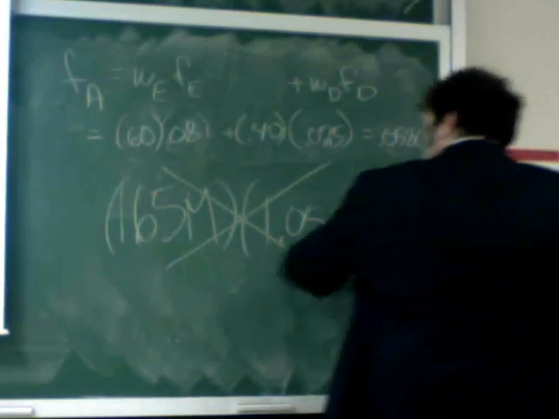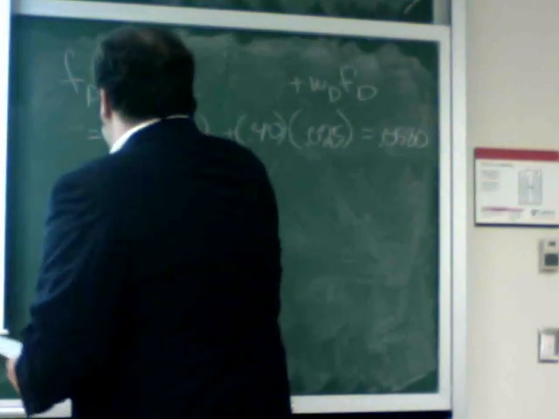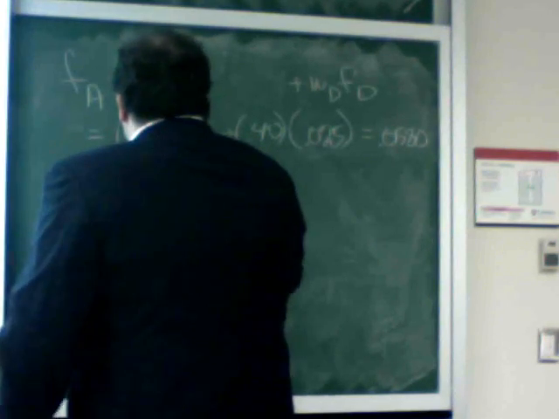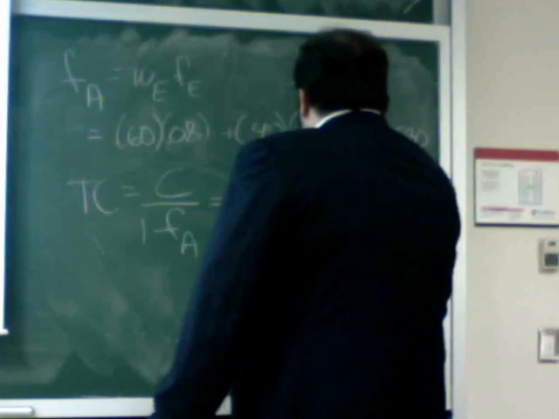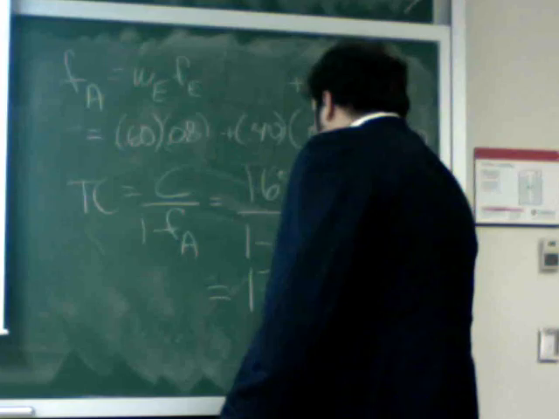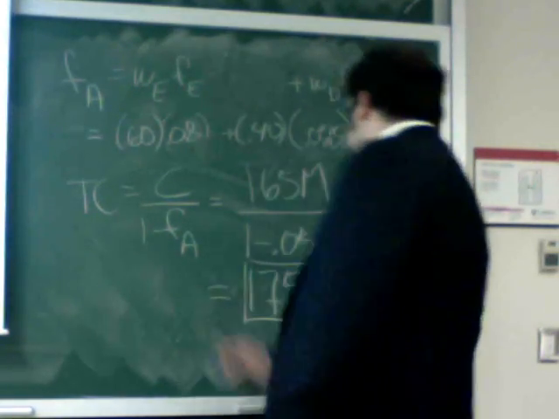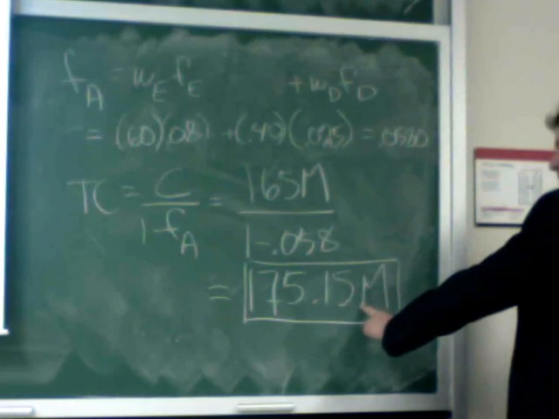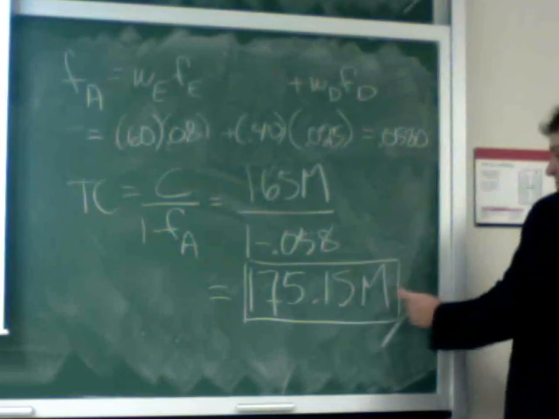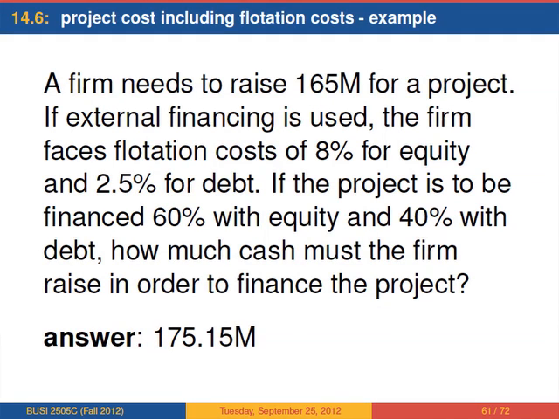What you want is, so if you need 165 million, then you need to raise 175.15. And if you take 5.8% of 175.15, whatever that number is, and subtract it, you'll see that you end up at 165. So make sure you don't do it the opposite way, because that's the wrong way.